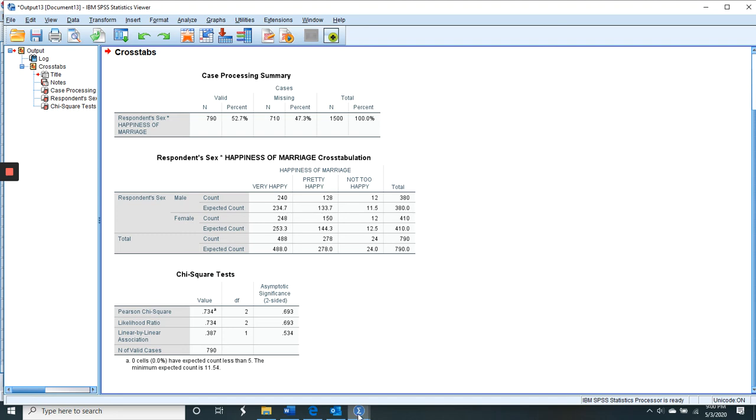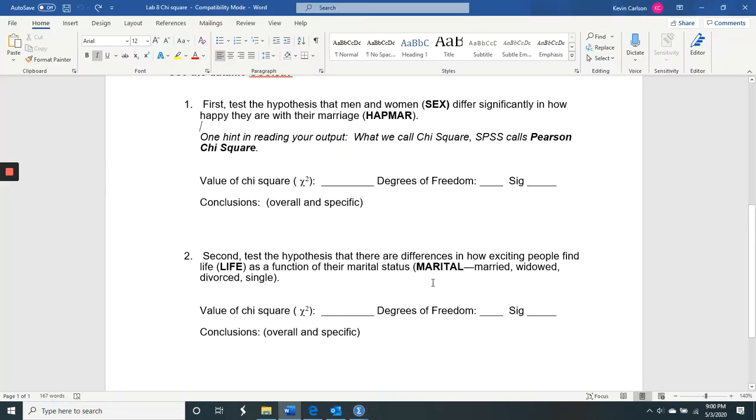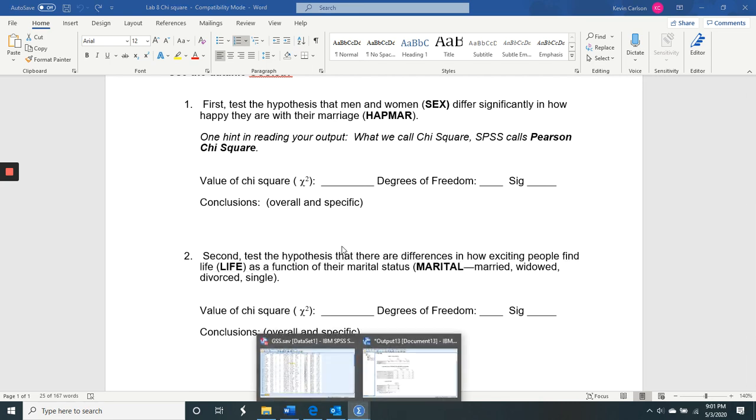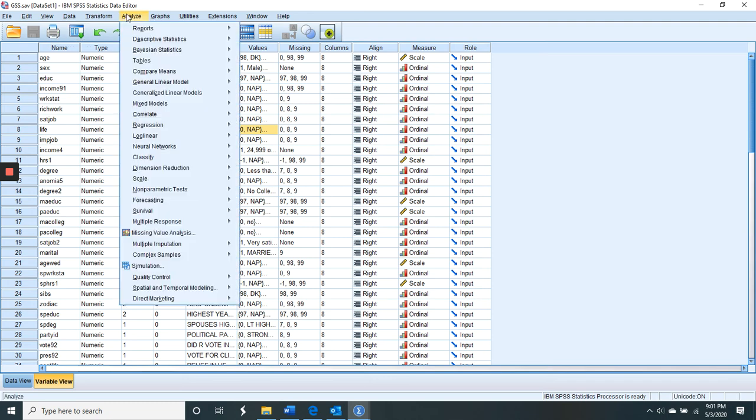And then we're going to run an analysis on how exciting people find life is, and whether they're married, what their marital status, I should say. It's not just whether they're married or not, there's different marital statuses here. So let's do those analyses.